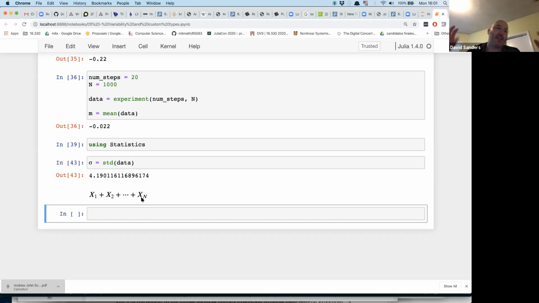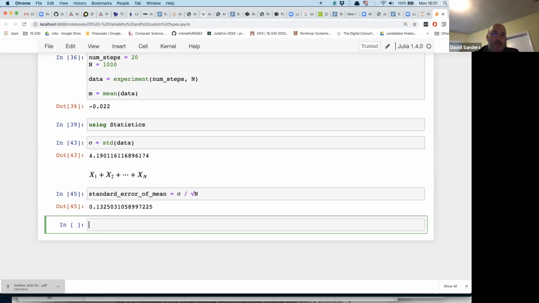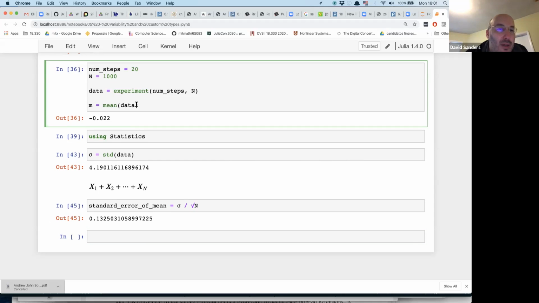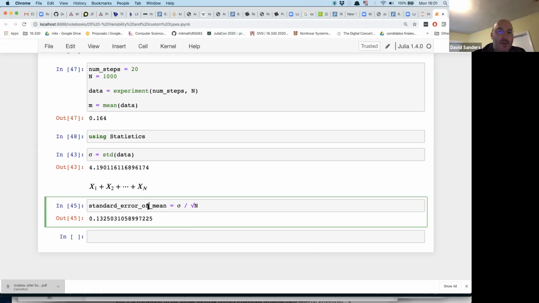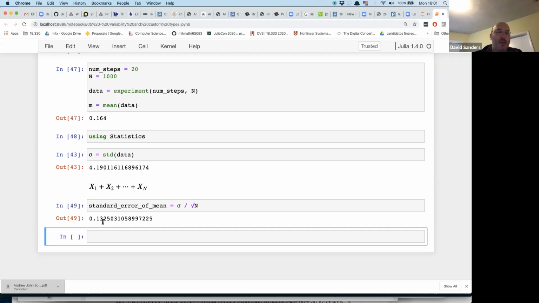So you go through all of this in a statistics course, so we're not going to do it here. And the answer is that the standard error of the mean is sigma divided by square root of n. Right, so n in this case was 1,000, and when I run it, I get all of these values. And the standard error is supposed to be 0.13.